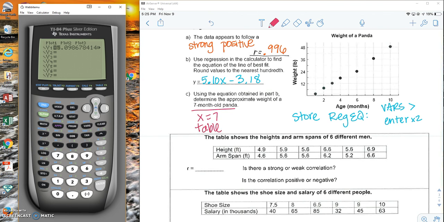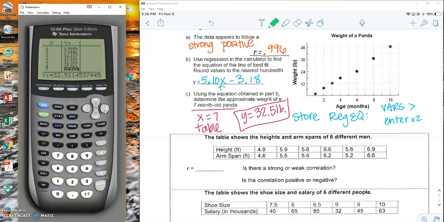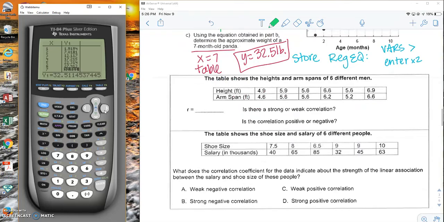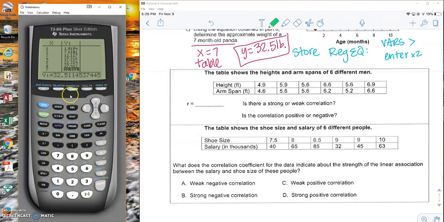So for part C, to determine this weight, 7 months old is an X value. So I'm going to look at the table. So I'm going to click second table. When X is 7, Y is 32.5 pounds. Now, alternatively, you could take X of 7 there and plug that in, but it's a little bit faster to go through the store. It's just more steps that you've got to remember.